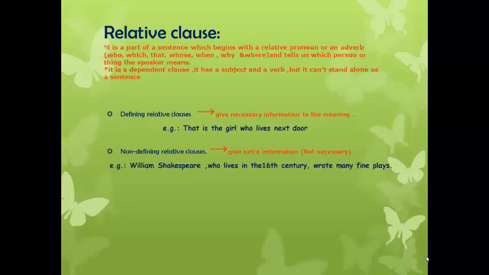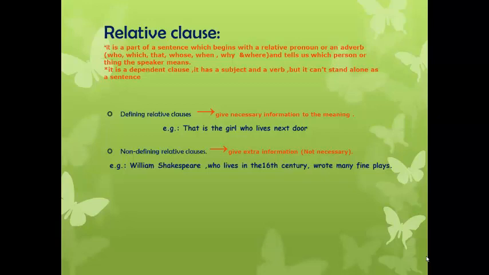Relative clause. It is a part of a sentence which begins with a relative pronoun or an adverb, for example, who, which, that, whose, when, why, and where, and tells us which person or thing the speaker means. It is a dependent clause. It has a subject and a verb, but it can't stand alone as a sentence.